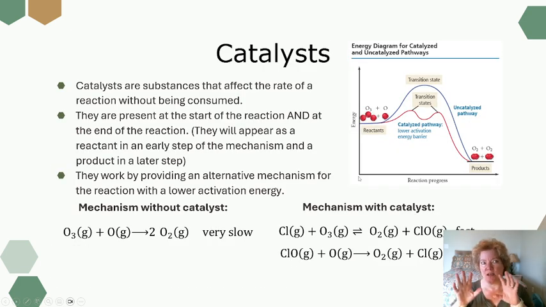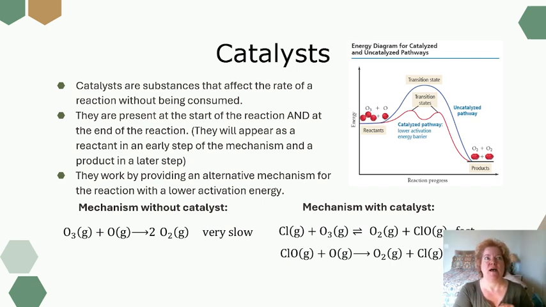So let's define another thing. We've defined intermediates, right? They're ones that are produced in an early step and used in a later step. A similar but reverse thing is catalysts. They're present at the beginning, they're present at the end, but they don't get consumed in the reaction. One way that can happen is that they're present at the start of the reaction, get used up, but then get regenerated in a later step.